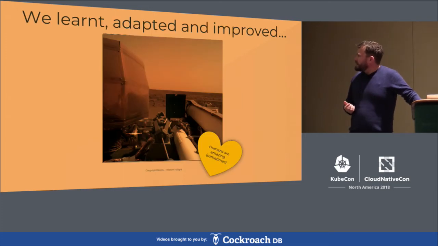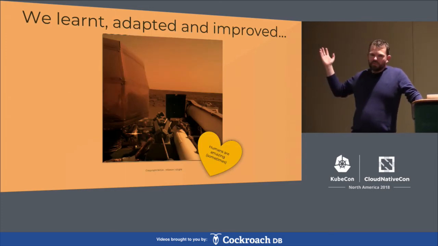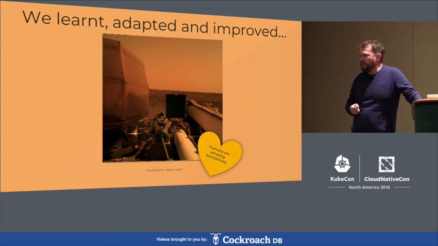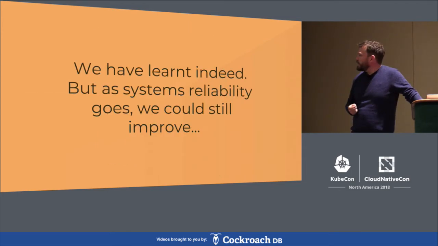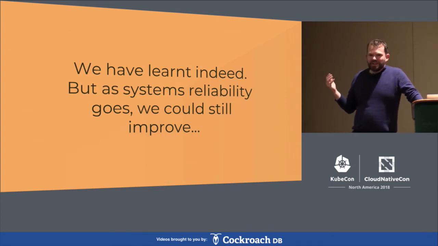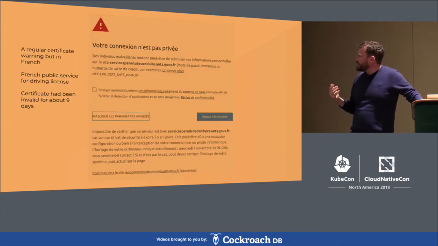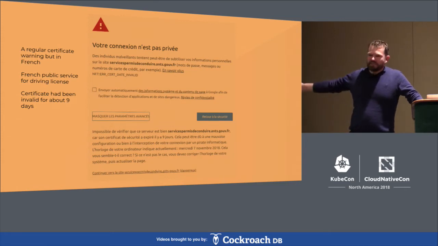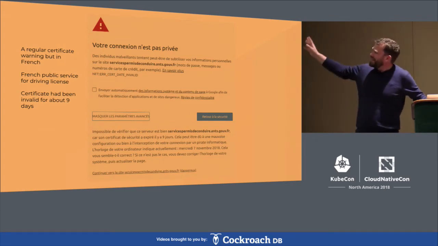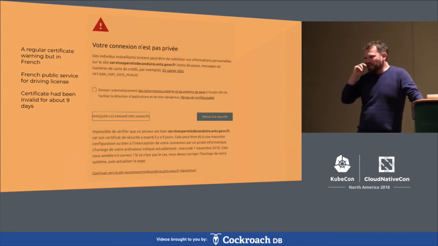Fast forward to 2018, we've improved, we are better at it, right? The Insight mission is successful and it's fantastic in my opinion. But as system reliability, especially in our industry, goes, we still have a lot to improve. I'm so sorry it's in French, but when I took the screenshot, I didn't realize I was actually using that later on. But I guess you're familiar with the screen of a certificate that has expired.